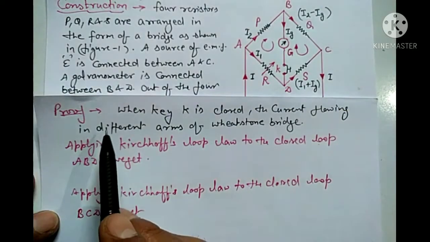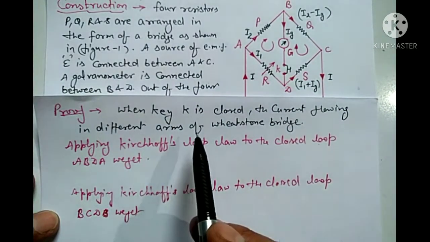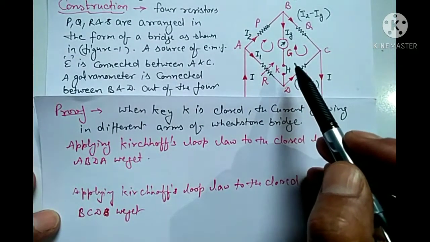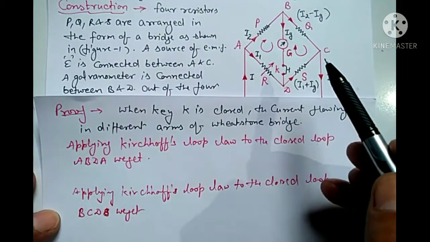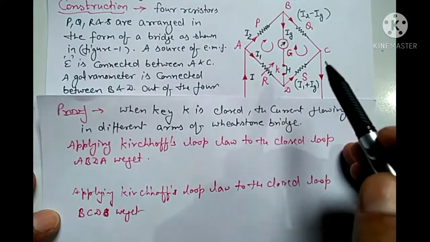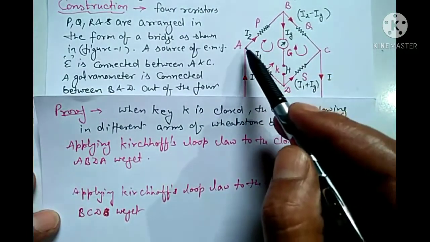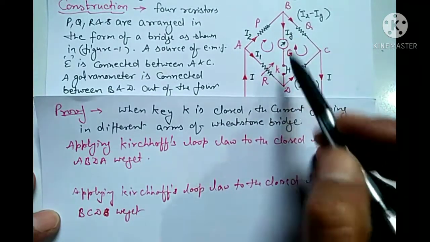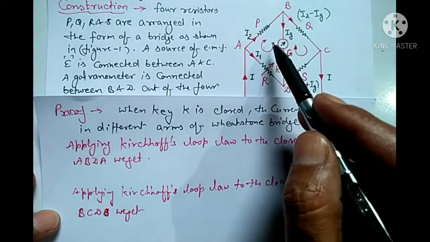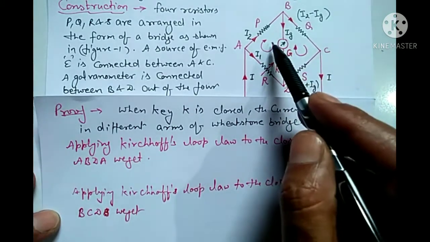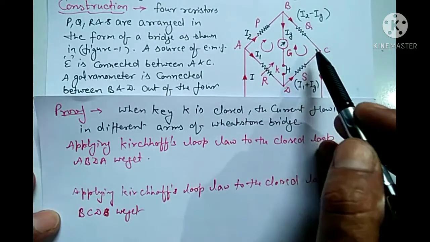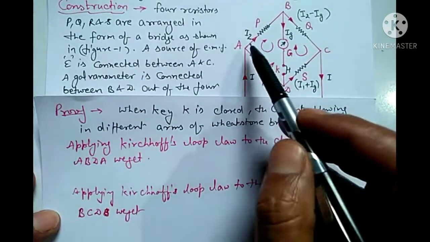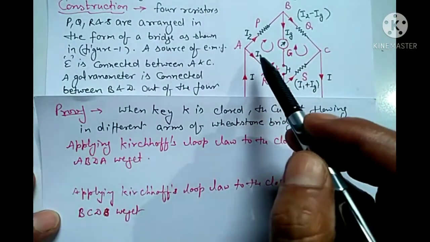Now let us find the proof for the Wheatstone bridge. When key K is closed, the current in the different parts of the bridge is flowing, and there are two loops: A, B, D, A, and the second one is B, C, D, B. For the direction of the loops, I take clockwise. So first of all, let us take the loop A, B, D, A and apply Kirchhoff's law.